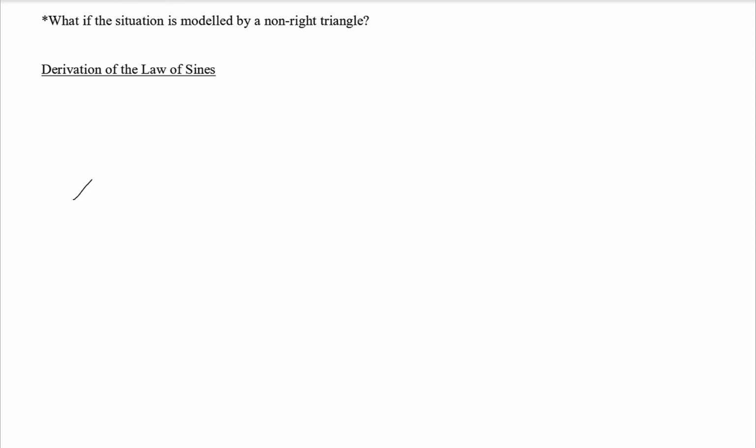Okay, so let's say we have a non-right triangle. So this is a non-right triangle. And this is its height. It's the height of the non-right triangle right there. Let's call this angle A. Let's call this angle C and this angle B. We'll have this be side C, side A, and side B.